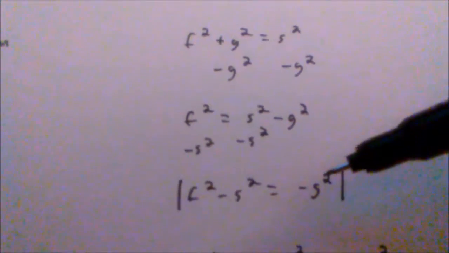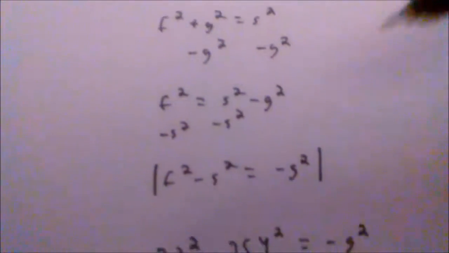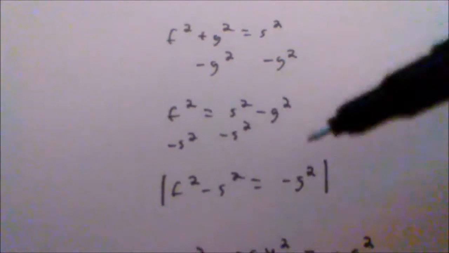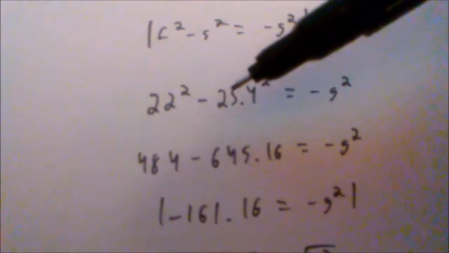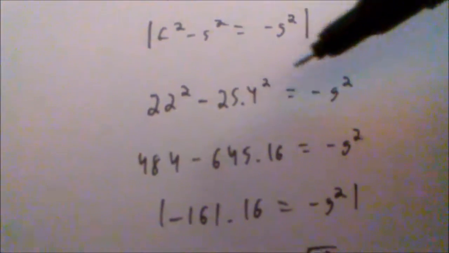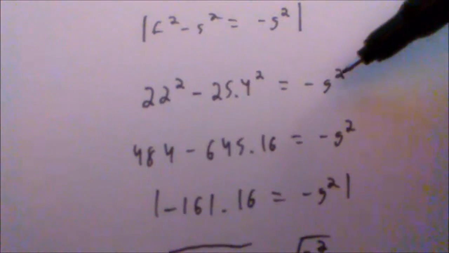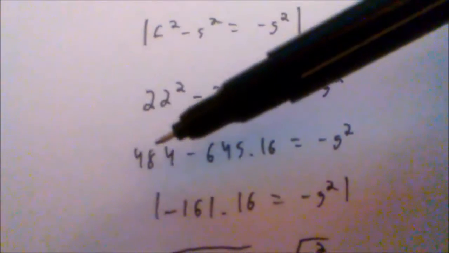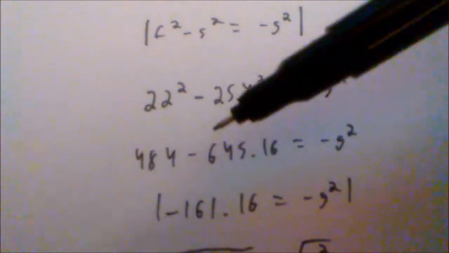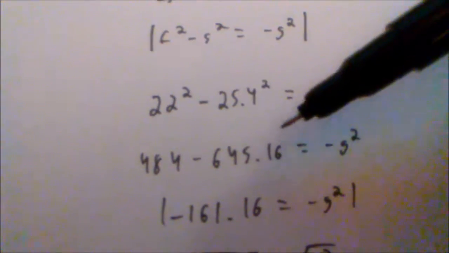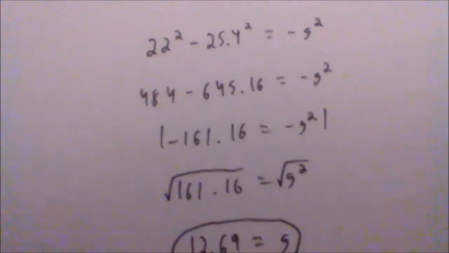The absolute value is there since the length from the base of the flagpole to the end of the string can never be negative since it's always going in a positive direction. So to find this, it is 22 squared minus 25.4 squared is equal to negative g squared. And 22 squared is 484 minus 25.4 squared, or 645.16, equal to negative g squared.